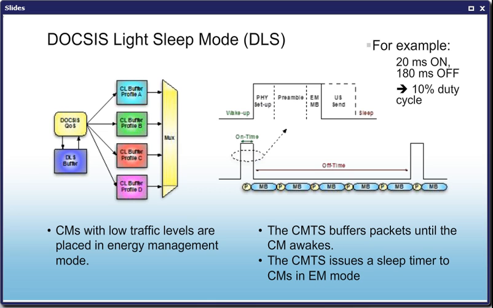Now, in order to make that work, we actually have to hold on to all the packets for the cable modem at the CMTS. And so you'll see on the slide here something called a DLS buffer that holds all the packets. When we wake the cable modem up, we'll just dump that buffer. So that's the sleep mode. You'll also see on this slide the buffers for the different profiles, and I'll get into that a little bit more in one of the next slides.